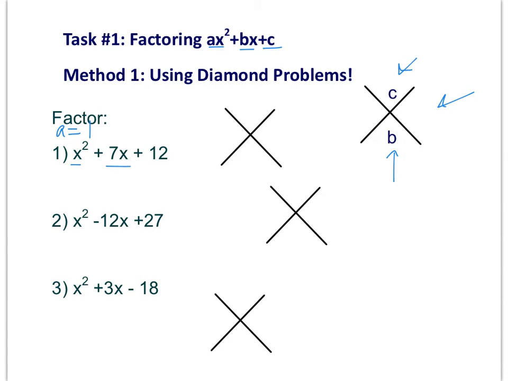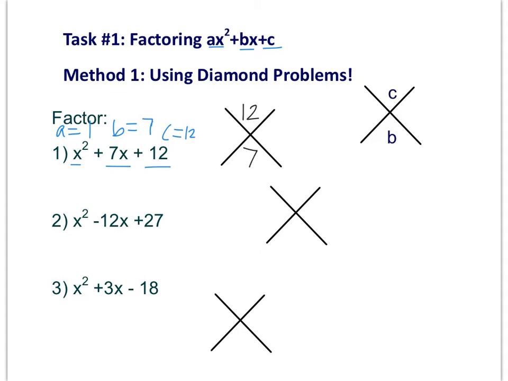What's in front of x, or my middle term, is what's called b. So we'll say b equals 7. And our last term without any variable is always our c term. So here, that equals 12. So a is 1, b is 7, and c is 12. So to fill in our diamond, c, or the last term in our trinomial without a variable, goes on top. So that would be here a 12. What goes on bottom is b, or the middle term in front of x.